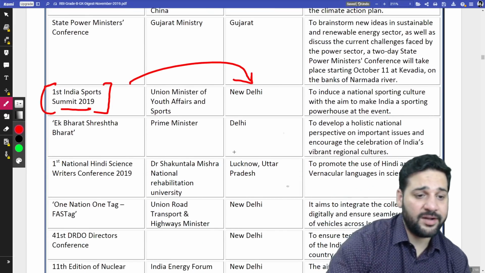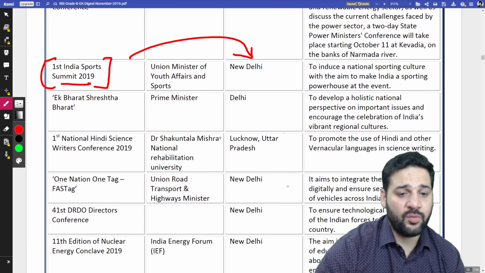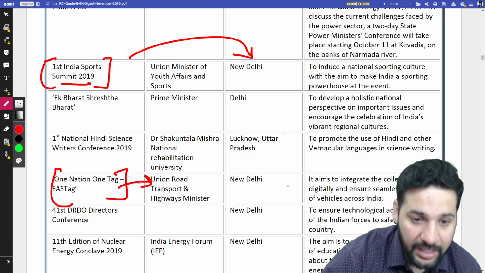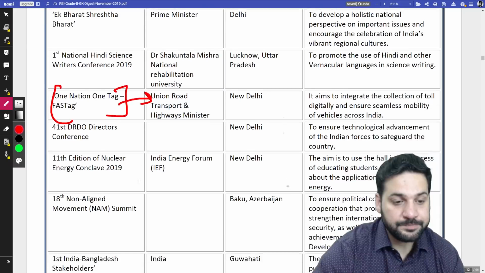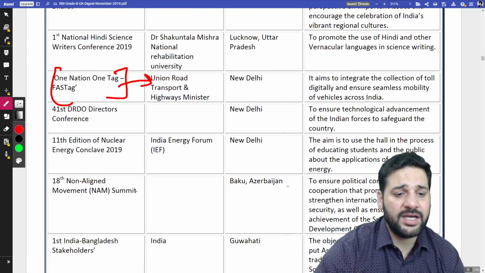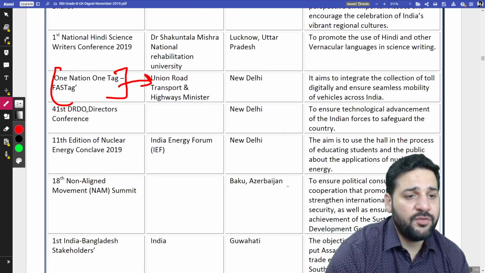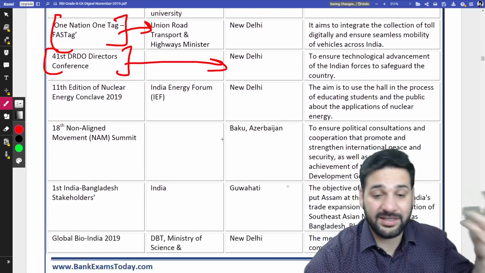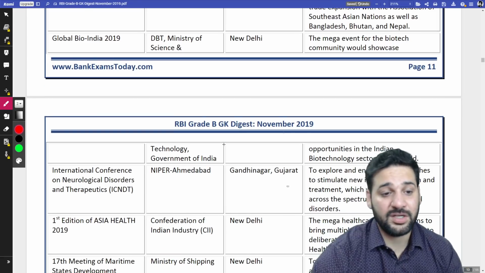Ek Bharat Shreshtha Bharat, so one nation, one tag. Who organized it? Union Road Transport and Highways Ministry. 41st DRDO Directors Conference, again in New Delhi. Actually, focus on the international ones, I would say. That's really important.